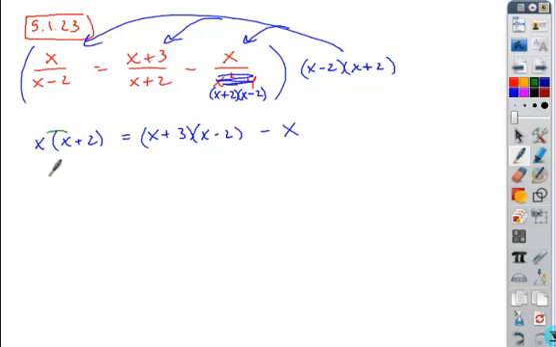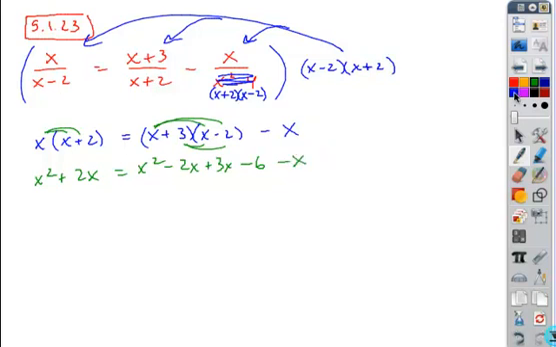Okay, so if I distribute my x's through, I get x squared plus 2x. Here I'm going to go ahead and FOIL this, so I get x squared. I have a minus 2x and a plus 3x. And then my last term is negative 6. I have this minus x as well.